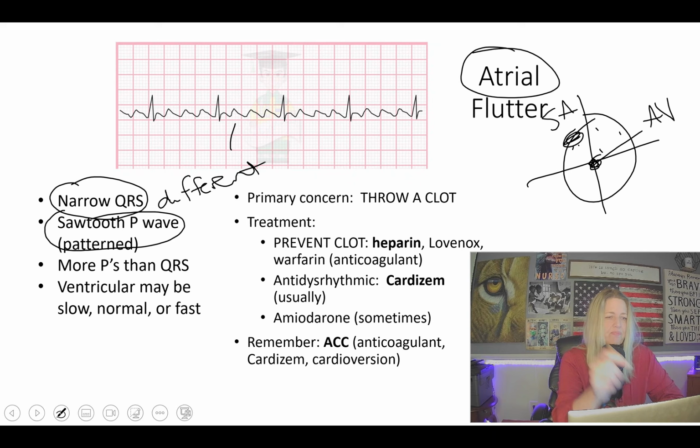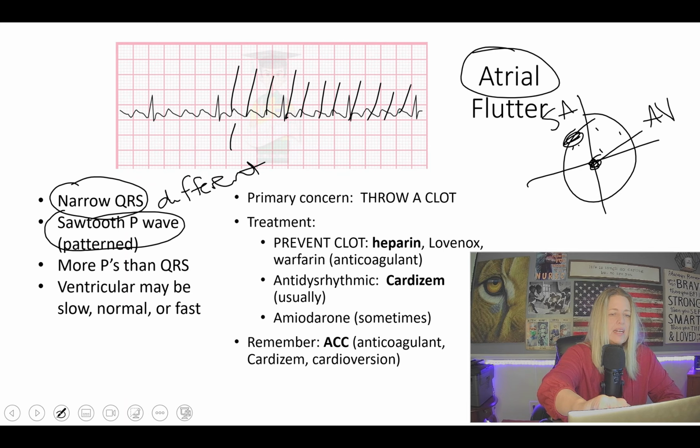And not only that, there's a bunch of them. So there's 1, 2, 3. There's actually one in here, 4, 5, 6, 7, 8, 9, 10, 11, 12, 13, 14, 15, 16, 17, 18, 19. Yikes, there's 19 P waves.